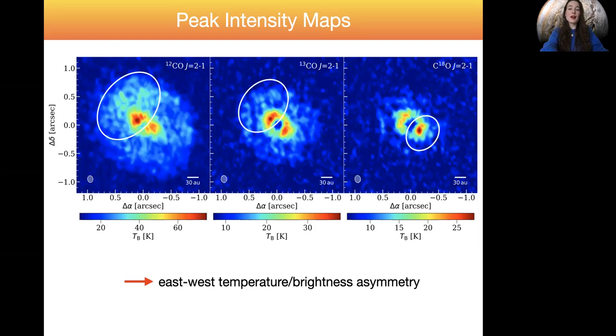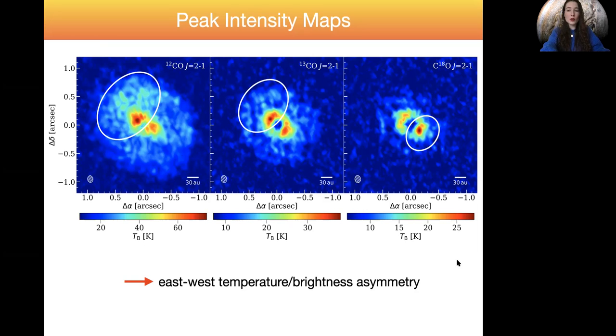On top of that, we find that there is some east-west asymmetry. The east side is brighter in 12CO, slightly brighter in 13CO, and then the west side is brighter in C18O. I would like to note here that in one case we are mostly tracing temperature, while in the other we are mostly tracing column, since C18O is more optically thin.